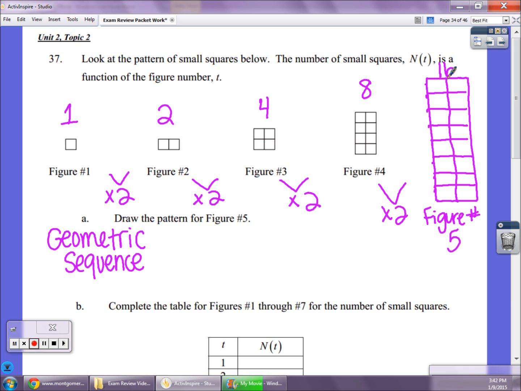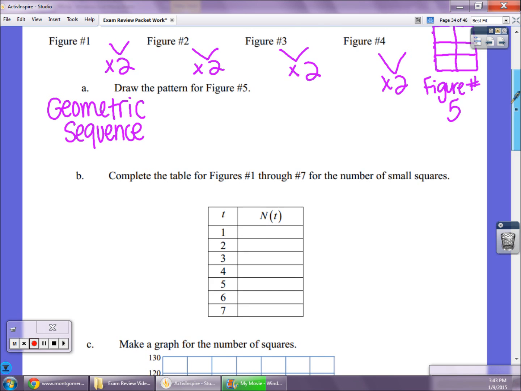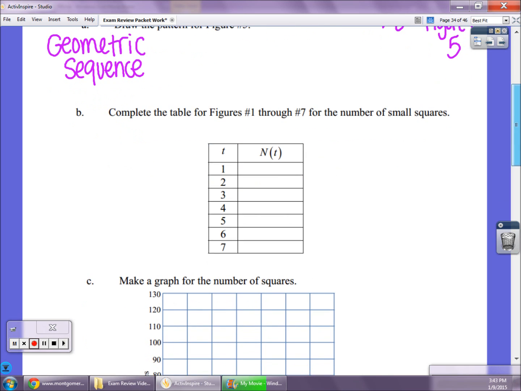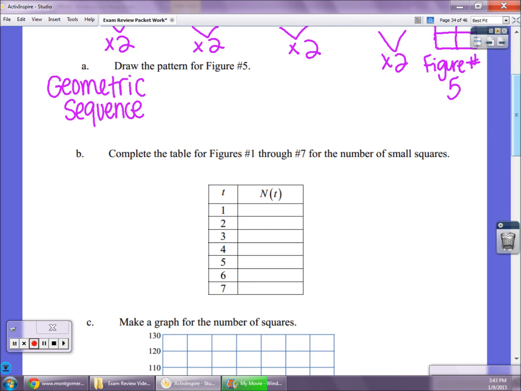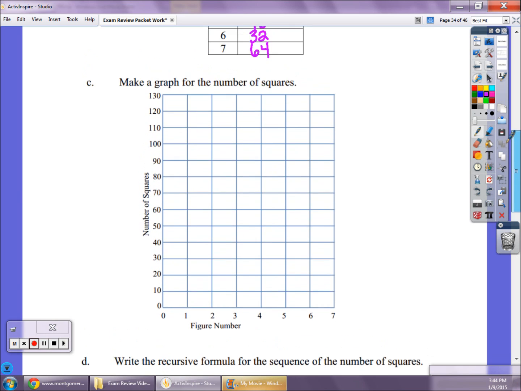All right. Complete the table for figures number 1 through 7 for the number of small squares. So we know we've actually pretty much already made our own little table there. Oops, I lost a page. So let's complete the pattern. We knew that at figure 1 we had 1 square. At figure 2 we had 2. And we continued to multiply times 2. I'm going to do that quickly. And 64.